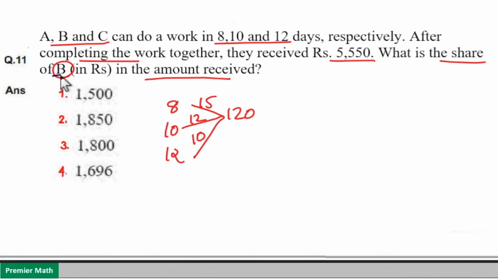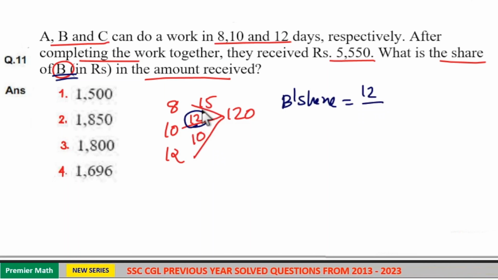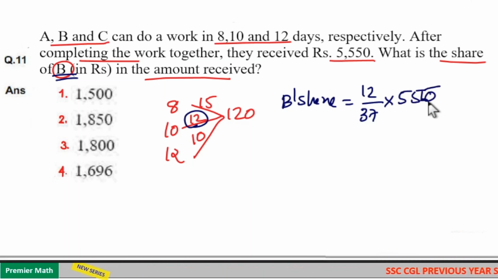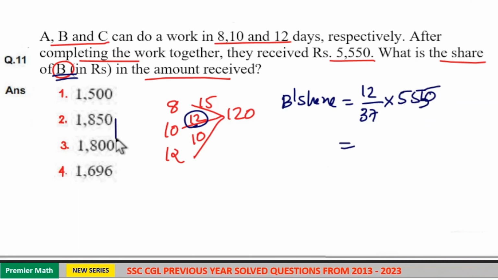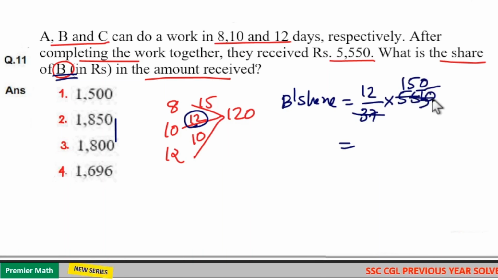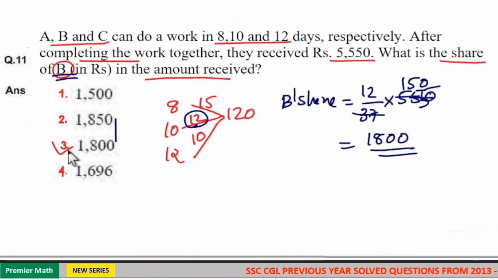Now, we need the share of B. Here efficiency of B is 12 units. So B's share is 12 units out of the total efficiency, which is 15 plus 12 plus 10, that is 37. That is all 3 people's efficiency is 37. Now 12 by 37 into the amount received, which is 5,550. Now don't approximate the value. 37 goes 1 time in 55, remaining 18. So 37 goes 5 times in 185, remaining 0. So 150 into 12 is equal to 1800. Option 3 is your answer.